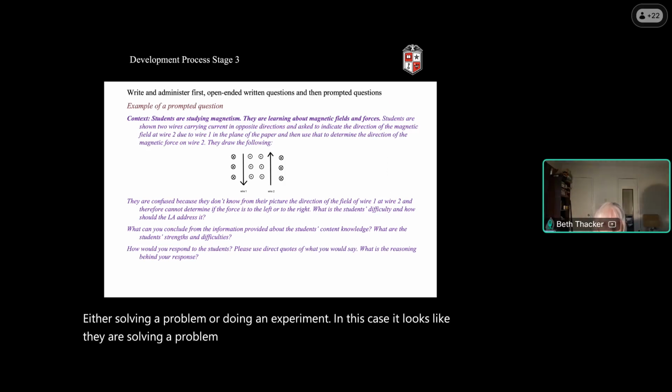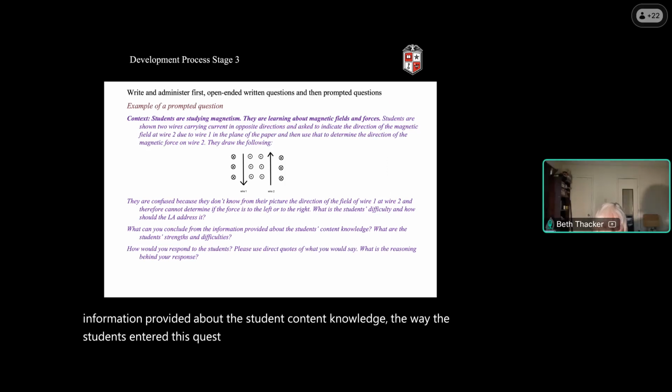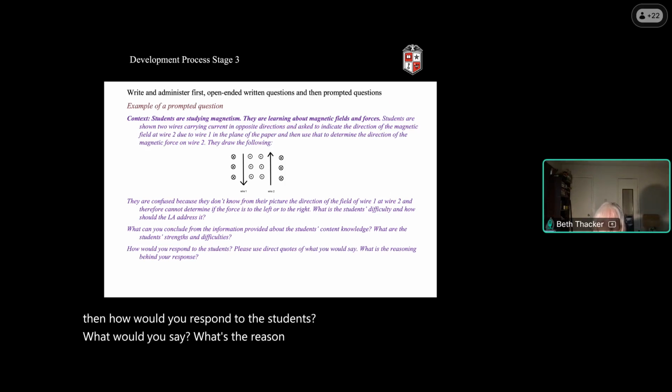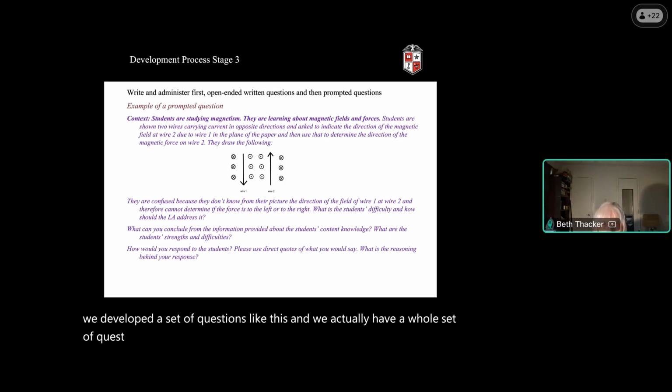And then basically we asked the LAs, what would they do in this situation? What can you conclude about the information provided about the student's content knowledge, the way the students entered this question? What were the students thinking? And then how would you respond to the students? What would you say? What's the reasoning behind your response? And so we developed a set of questions like this, and we actually have a whole set of questions like this that we then gave to the learning assistants.